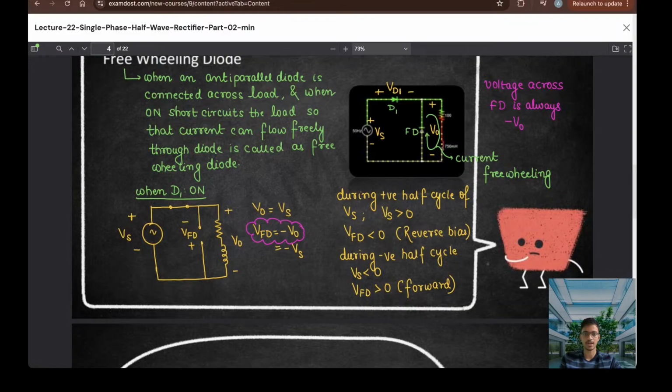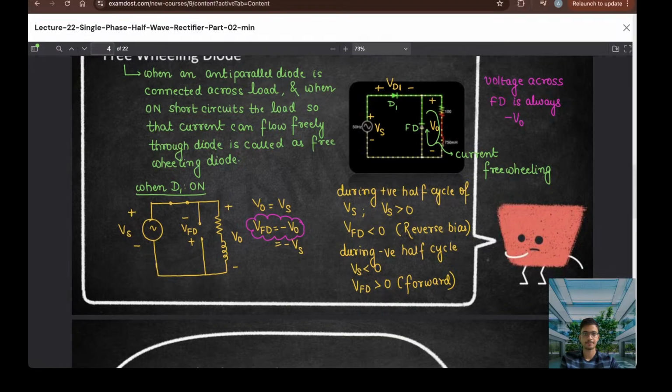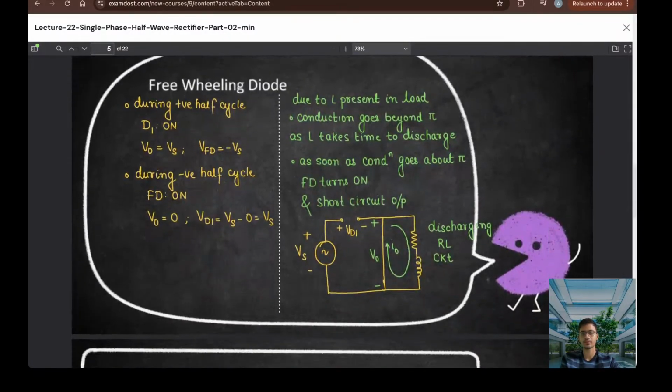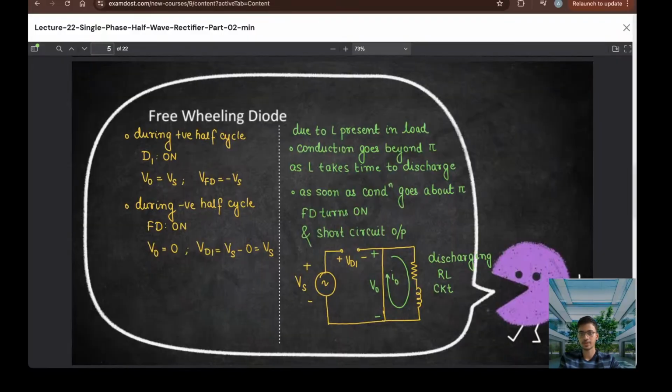During the positive cycle of VS, VS is greater than 0 and VFD is less than 0, reverse biased. In the negative cycle, VS is less than 0 and VFD is greater than 0, that means it becomes forward biased. Alright, and it helps in discharging also. We'll see that.